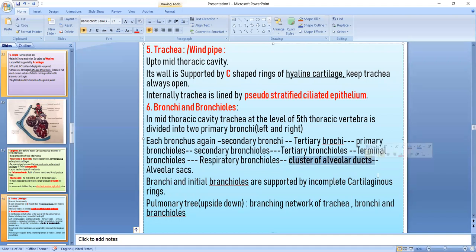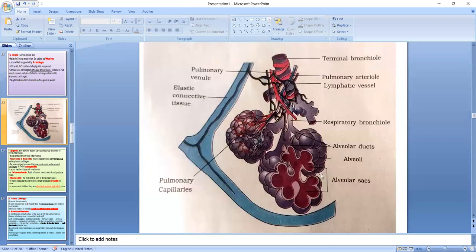Okay. Some books say each respiratory bronchiole ends in a cluster of alveolar sacs, some say ducts. Anyway, a cluster of alveolar ducts. So each duct ends with an alveolar sac. So overall, this is the structure. This is an alveolar sac. Okay.